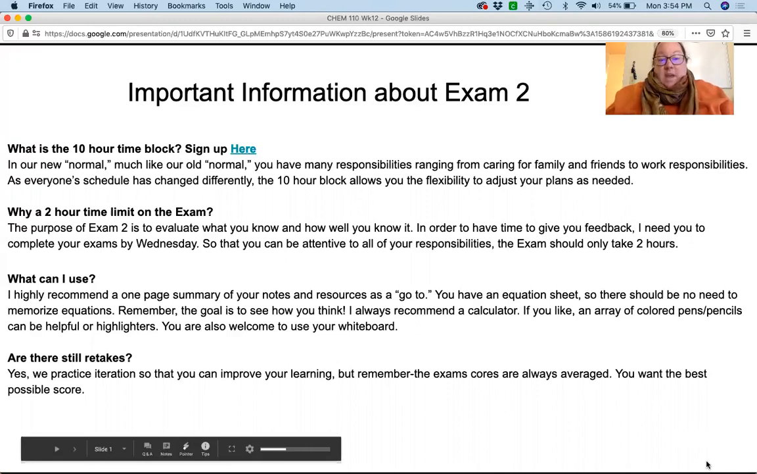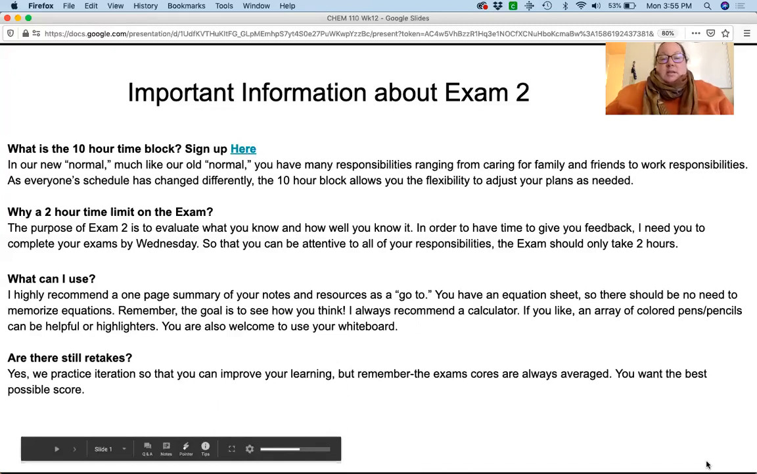I think that to be fair to all students, what we're going to do is extend a 10-hour time block that you can sign up for. Anytime during that 10-hour time block, you can set aside 2 hours to take your exam. Part of the reason why we're doing that is because we feel like a window of time is more fair for you so that you can be adaptive to your individual or family needs. And we know that you have many responsibilities ranging from whether you're caring for family and friends to your work responsibilities and your schedule. And so this will allow you some flexibility to adjust your plans as needed, but still protect the time to be able to take that exam and be in a quiet space where you can focus.